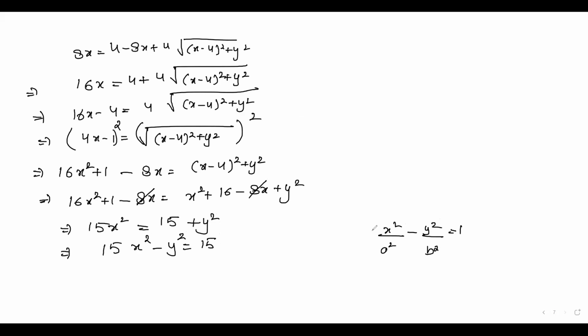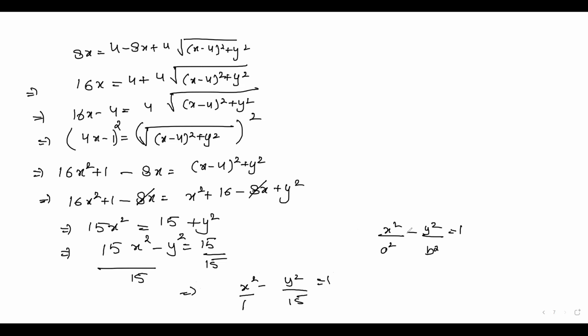How can we reduce this equation to this one? Here we need a 1. So divide this completely by 15, on both sides. So what we will get is x square minus y square by 15 is equal to 1. Now this represents a hyperbola.